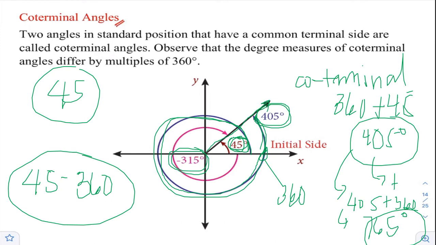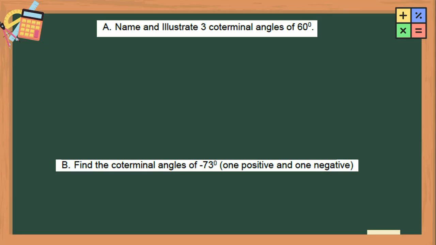Yung terminal angle naman, yan yung tinatawag nating original o yan yung ating guide para makuha mo yung co-terminal niya. Kasi pag wala kang guide, paano makukuha yung co-terminal? Eh, wala kang guide, wala kang measurement na follow. Paano sila magkakaroon ng common terminal sides kung wala kang terminal angle? Diba? So, yun yun.